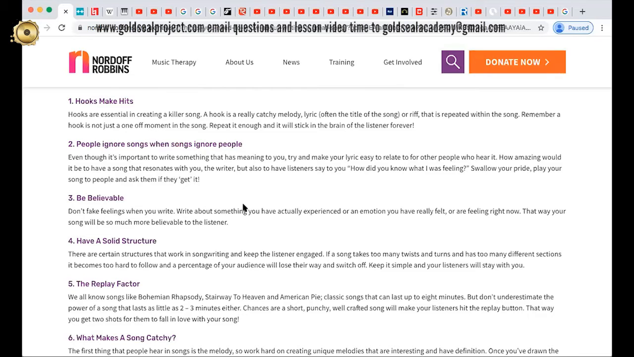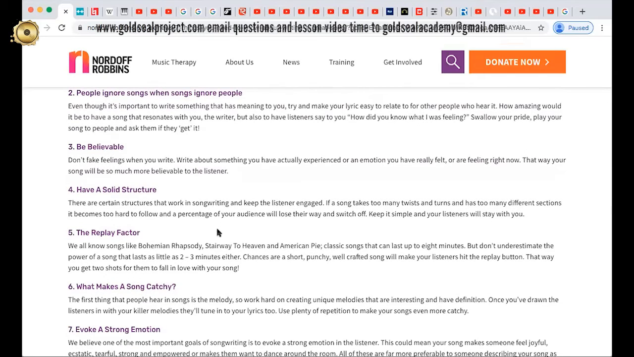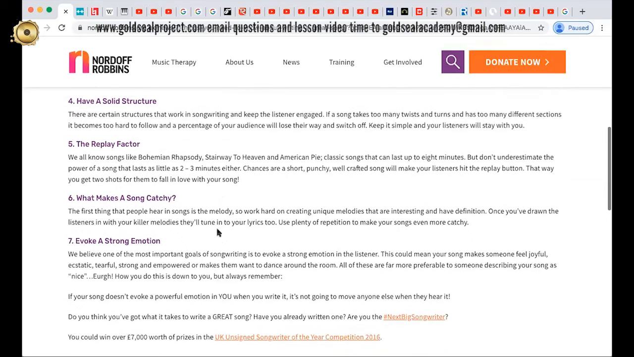So as it says here, write about something that you've actually experienced or an emotion you've actually felt or are feeling right now. That way the song will be so much more believable to the listener. Really important. Again, don't try and fake situations that might not be real to yourself. Try and take some of the stuff that's happened to you in your life, good or bad, and get that down and make other people feel the same way.